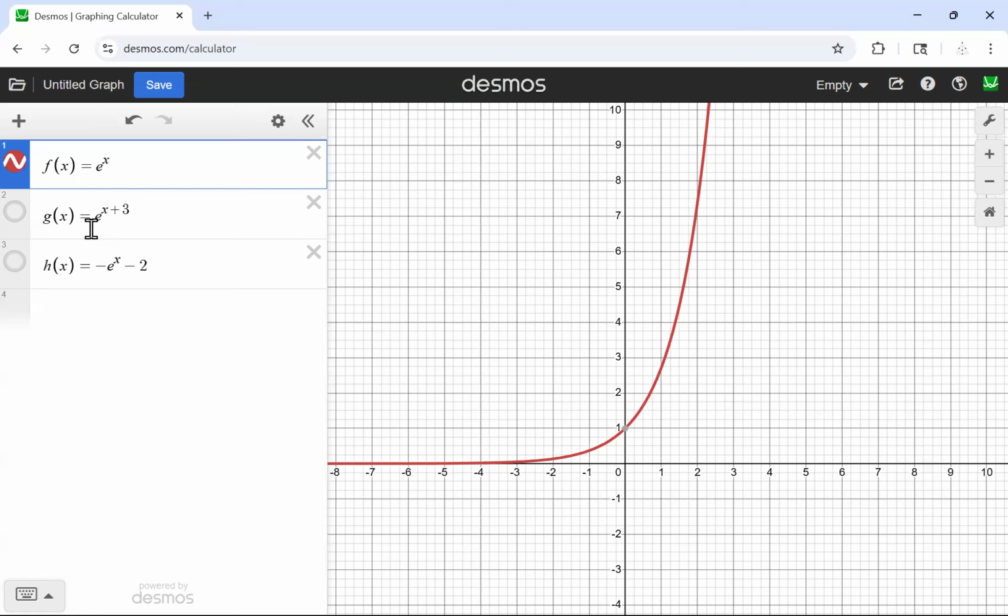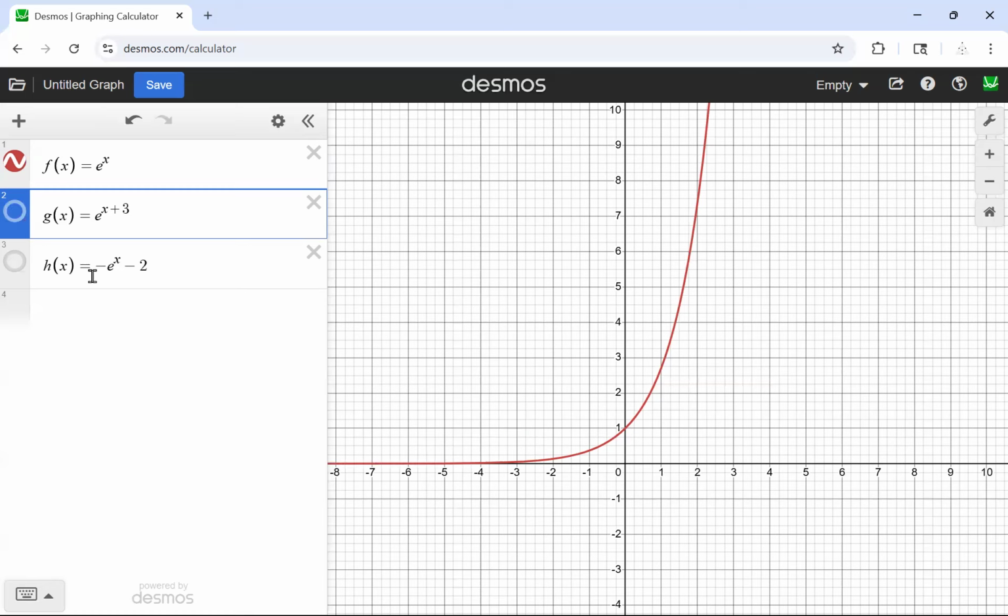When we take e to the x plus 3, that should shift this left 3 units. So my initial point of (0, 1) should move left 3 and bring me to (-3, 1). Let's see if that actually happens. Sure enough, when I graph that, e to the x plus 3 is just the shifted left version of e to the x. So every point got shifted 3 units to the left.